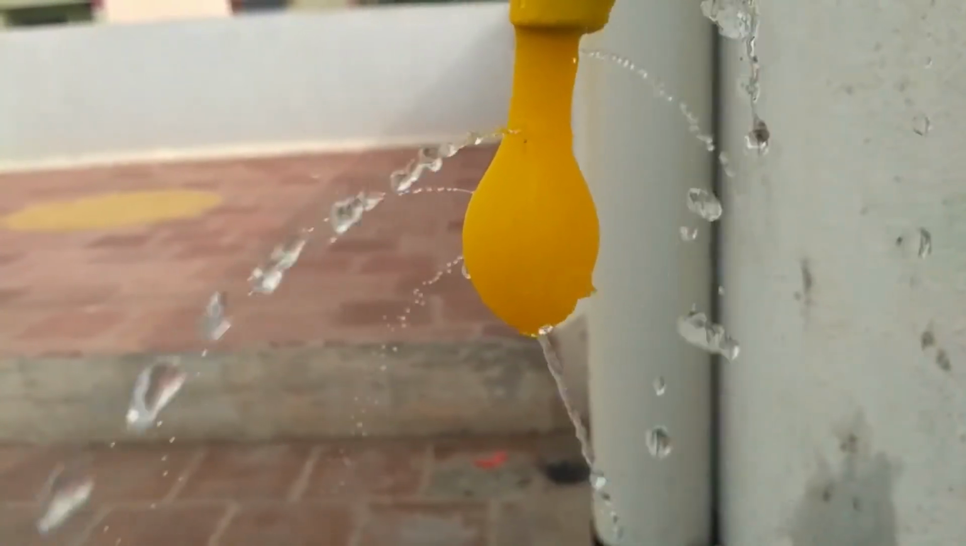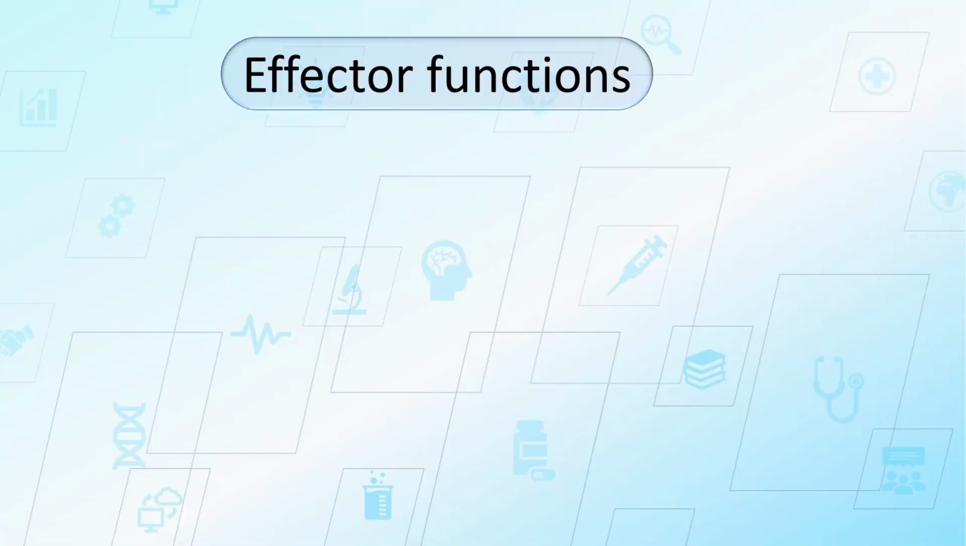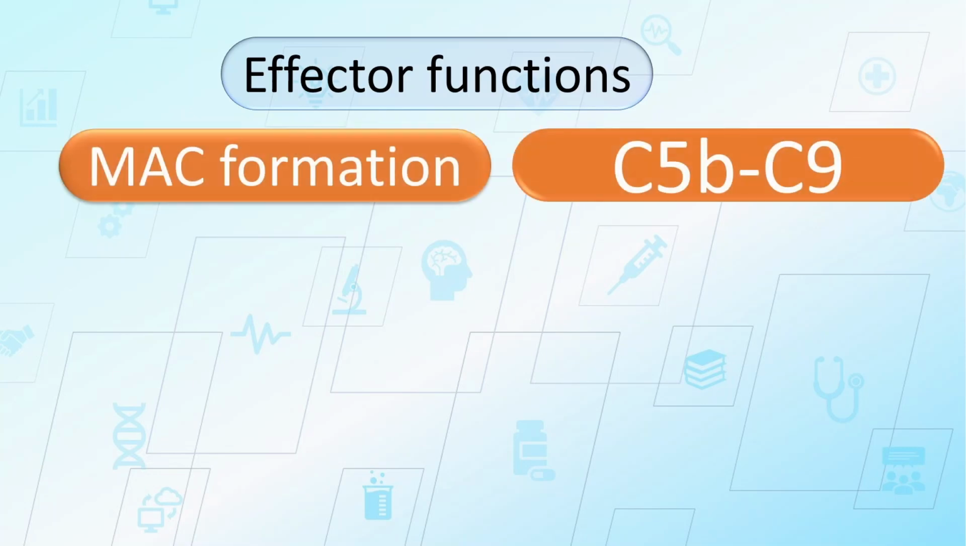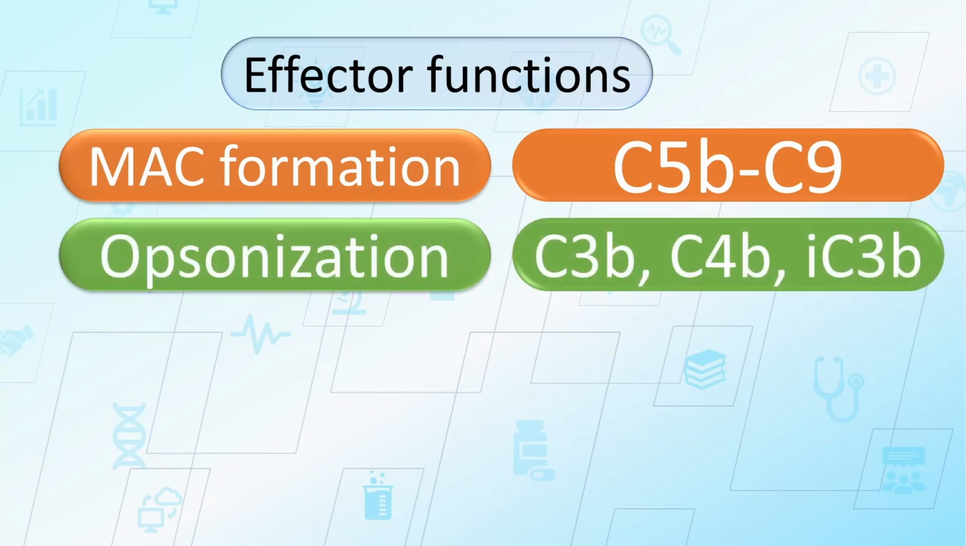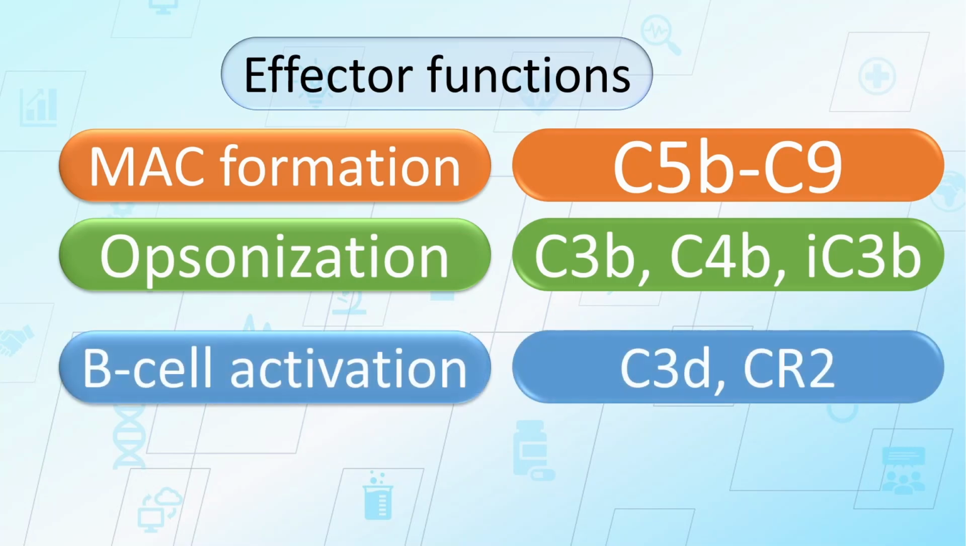But they may also have additional roles in addition to this straightforward function of membrane attack complex formation. They will facilitate clearance of the microorganism, and they also facilitate phagocytosis. You can watch the previous video I have made on phagocytosis, and that is by opsonization, facilitating the process of phagocytosis by opsonization.